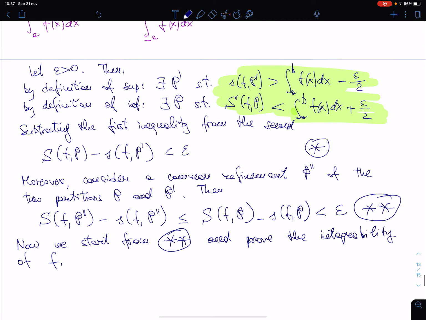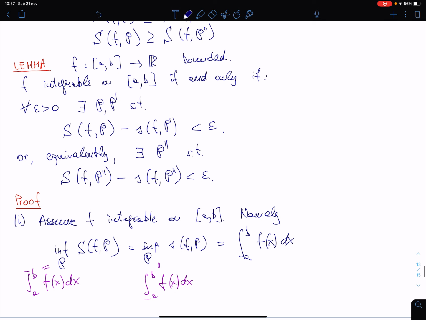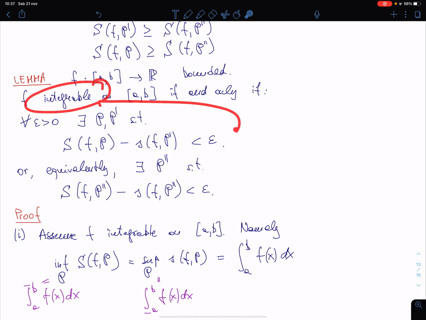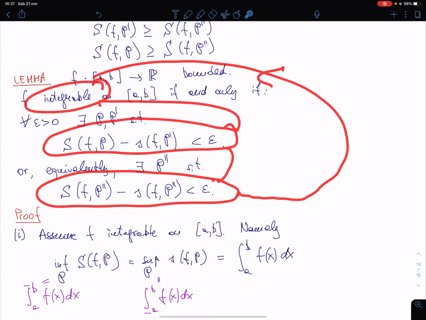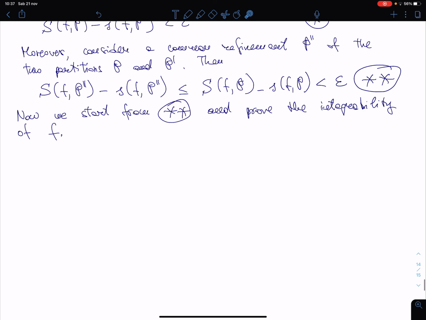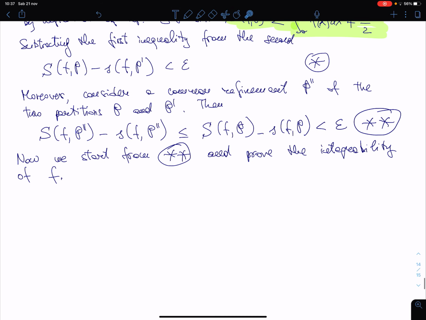Why do we close everything? Go back to the statement of the lemma. I repeat that. Starting from integrability, we proved asterisk. Then we proved two asterisk. Then we go back here, and so you see that the chain is closed. Okay, this is a typical strategy for this sort of thing.